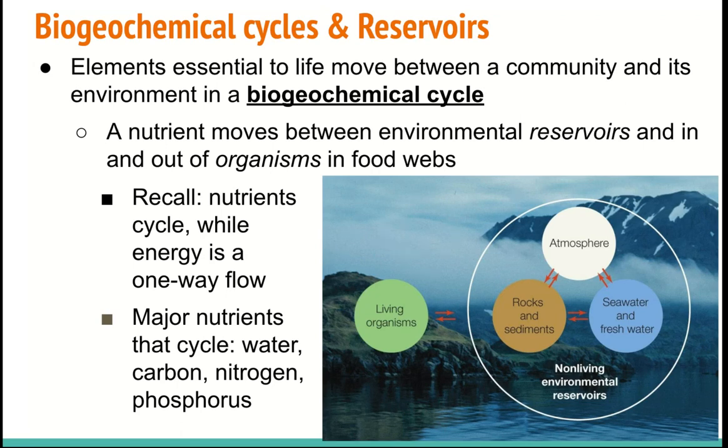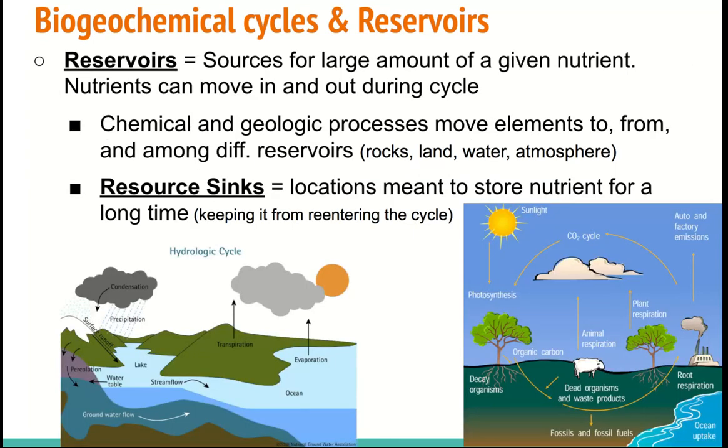Now, when we talk about nutrients, some of the big nutrients that we tend to track within cycles, at least for biology, is water, which is the one we're going to go over today. But there are some other big ones that we may cover later in the year, like carbon, nitrogen, and phosphorus. FYI. So, reservoirs are a big concept that comes up in any biogeochemical cycle, whether we're talking about water or carbon or phosphorus.